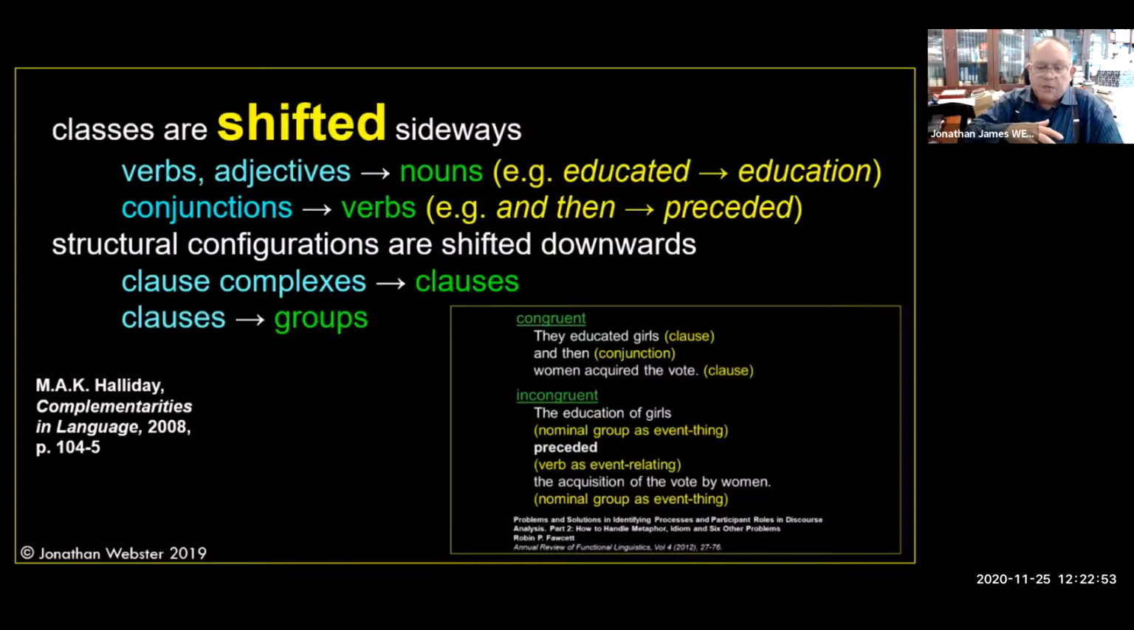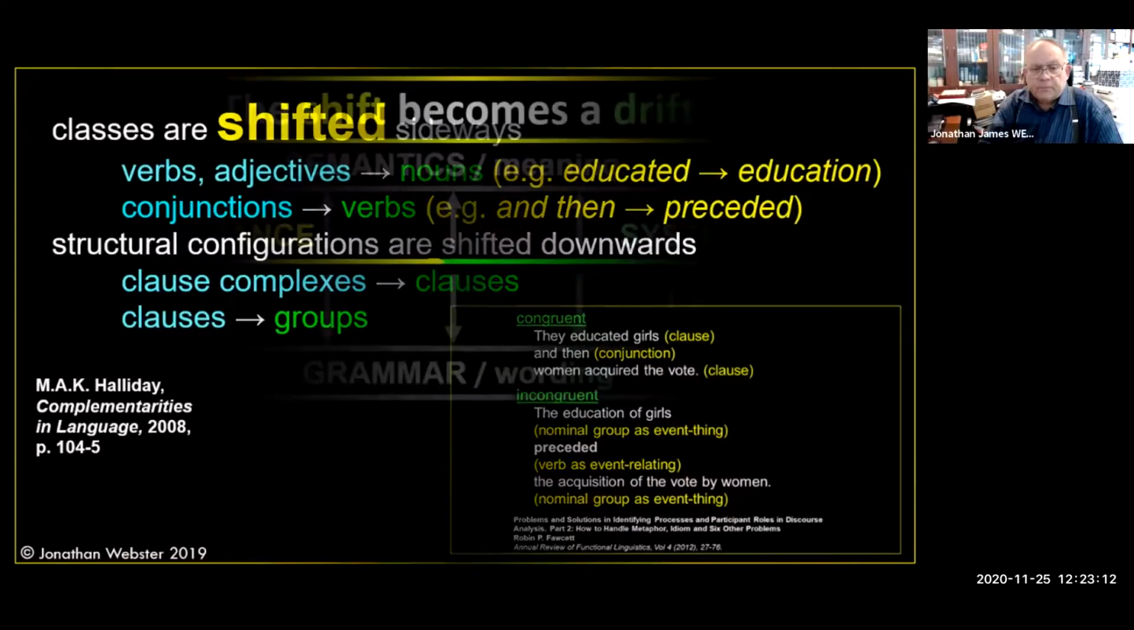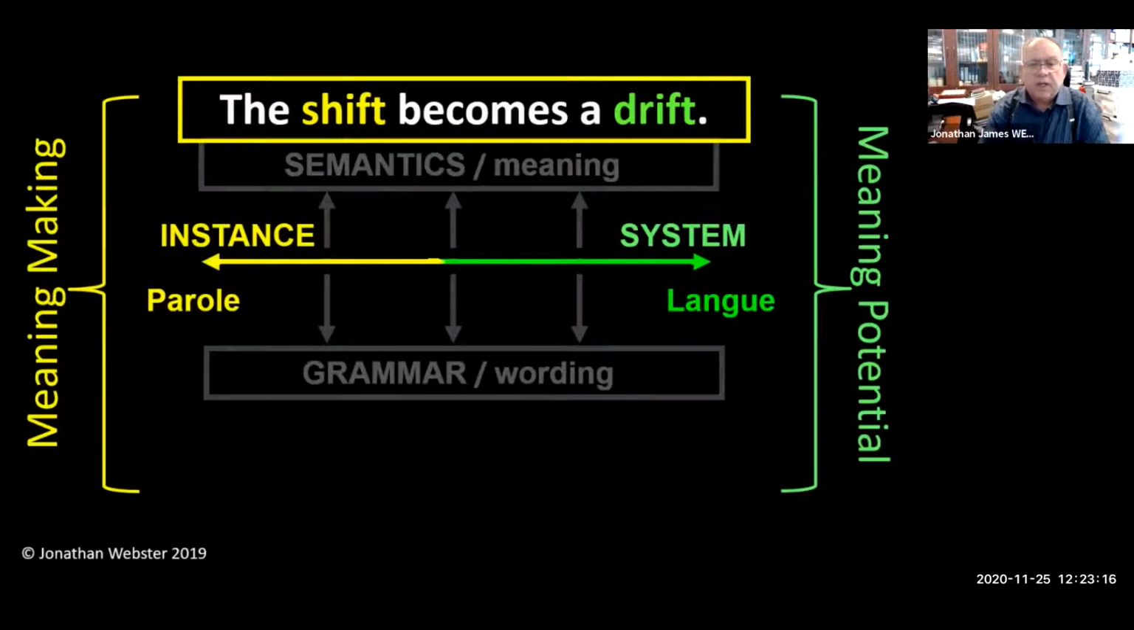The clauses, what happened to the clauses? Well, they became, in this case, nominal groups. They sort of shifted from that sort of category of clause down to group. You can see what's happening in the language. And gradually then this shift becomes sort of the way of speaking, the way of writing. The shift becomes a drift. The instances of language, it's not just one instance here and one instance there. It adds up. It adds up until it becomes the way you write. The instances become the system.